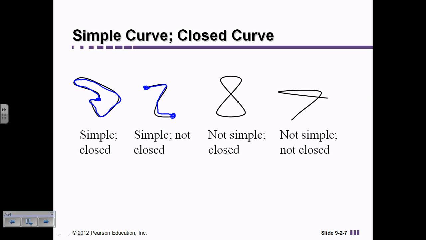This one is not simple. I started right here, I come down here, and I go around, and it's not simple because they overlap right here, but it is closed because the starting and ending points are the same points. This one is not simple, and it is not closed because I overlapped right here, so that's not simple, and the starting and ending points are different.